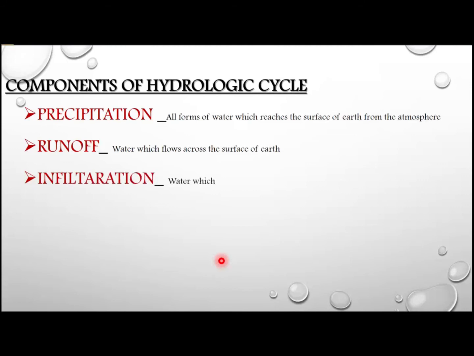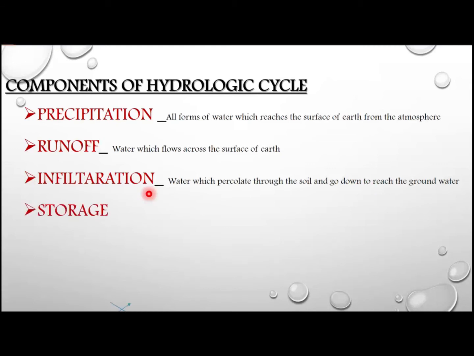The next term is infiltration. What is infiltration? Infiltration means the water percolates through the soil and it may form as a base flow or it can reach to the groundwater and join the groundwater. So water which percolates through the soil and go down to reach the groundwater, that is called infiltration.